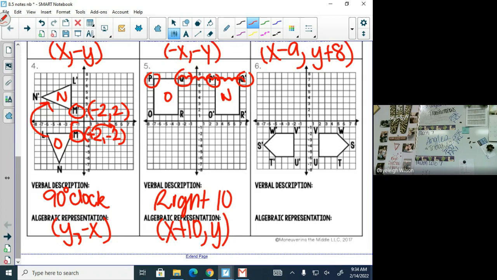All right, try 6. Just look at your little paper, see what it says about reflection, if that's what it is.